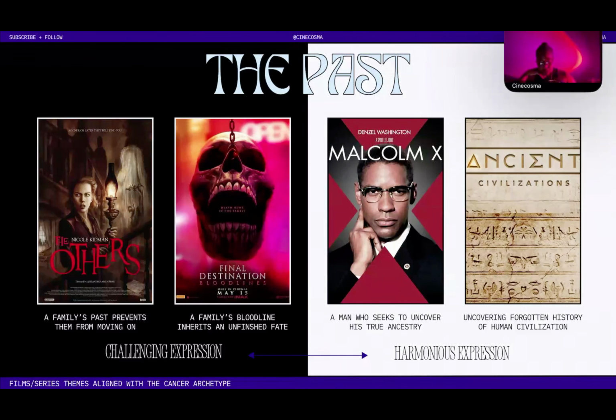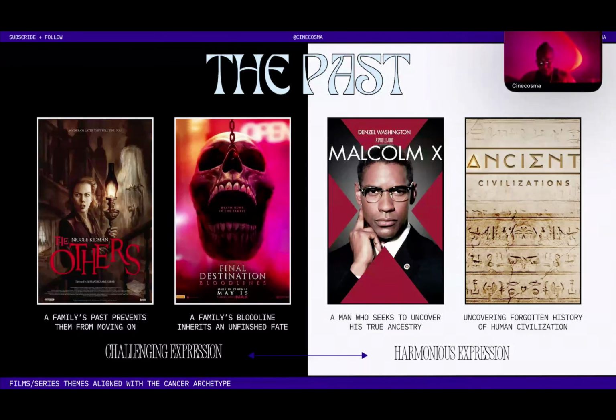We have The Others, and then we have Final Destination Bloodlines. Now, I haven't seen The Others, but from what I've gathered about it, it is a story about a family's past that prevents them from moving on. Ghosts and everything are involved. I am gonna watch this movie. This is also on my list. But this is essentially about a story where a mom has kids. I believe she lost her husband, and because of that, she has remained attached to the home, and she essentially won't let go because she's allowing the past to dictate her present.